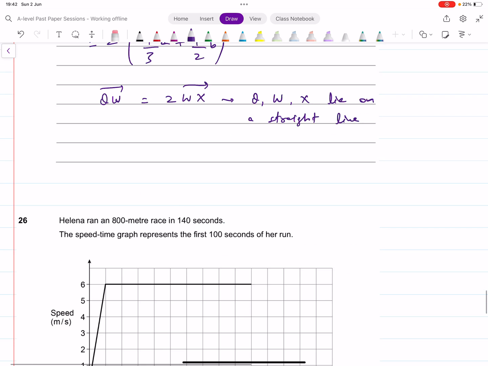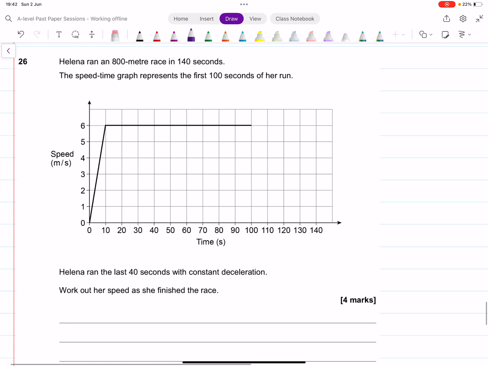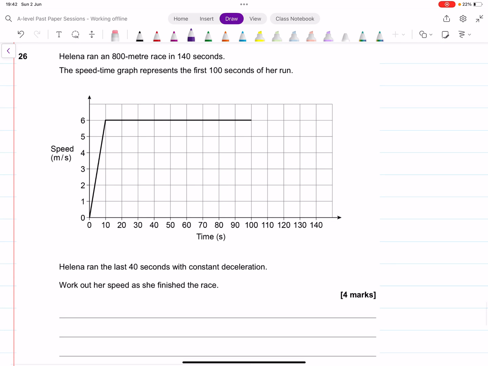Okay, let's move on. First, number 26 from this paper, that's the last one that we want to do from this particular paper. This person ran an 800-meter race in 140 seconds. The speed time graph represents the first 100 seconds of her run. She ran the last 40 seconds with constant deceleration. Work out her speed as she finished the race.